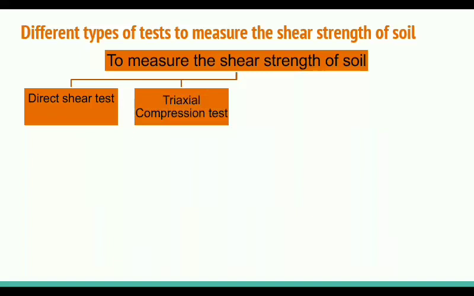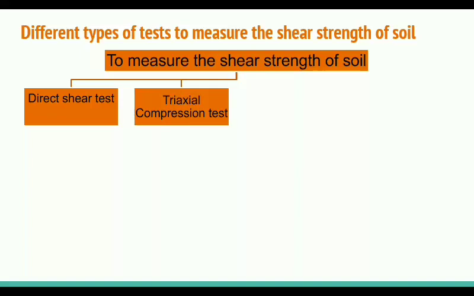Second is the triaxial compression test. By the name you can get some idea. In the triaxial compression test, we apply a compressive stress from three directions: the x direction, the y direction, and the perpendicular z direction. This test is important for all types of soil. We can use it in all drainage conditions, and this test also gives accurate results.